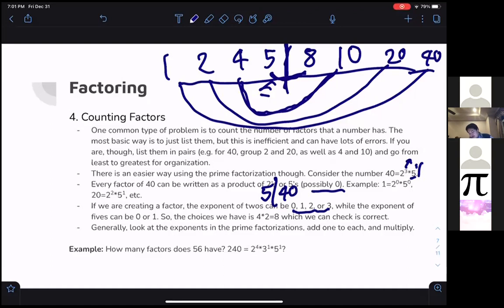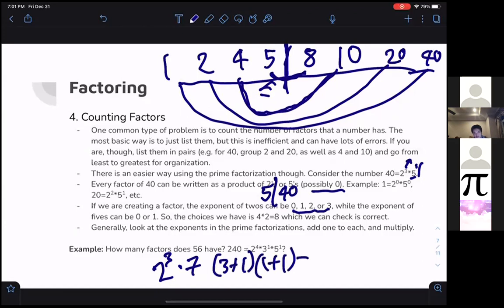All right. So how many factors does 56 have? Well, 56 actually follows the same structure as 40. It's 2 cubed times 7. Okay, anyways, so that would just be 3 plus 1 times 1 plus 1 is equal to 8. And for 240, we have already factored it for you. Okay, so that's just 5 times 2 times 2.